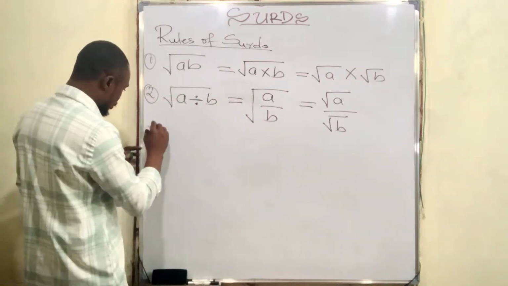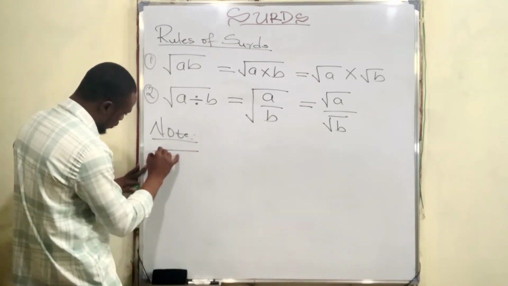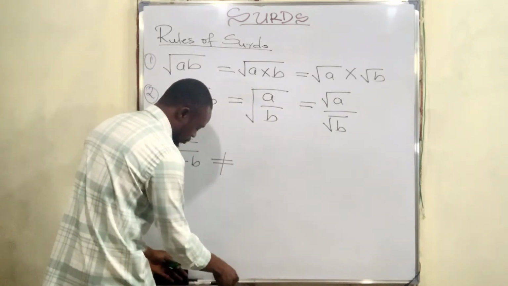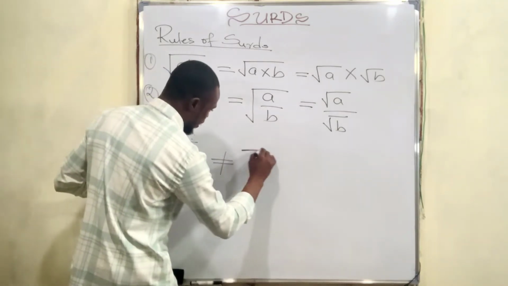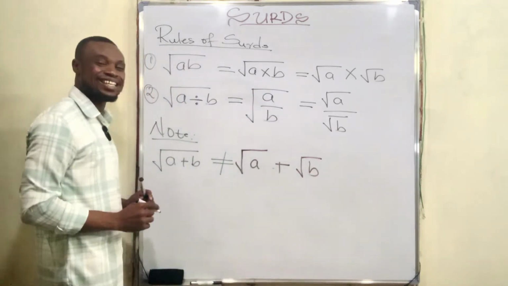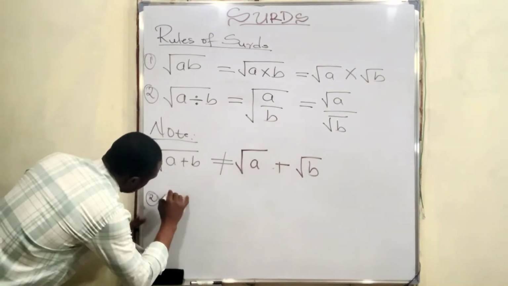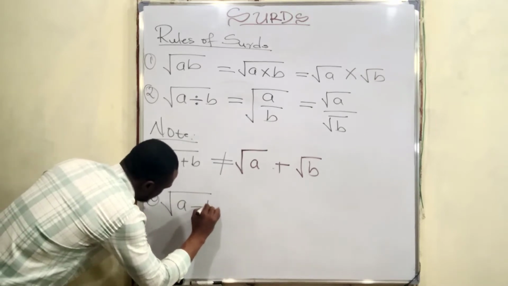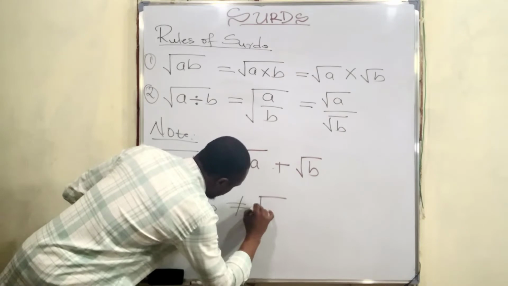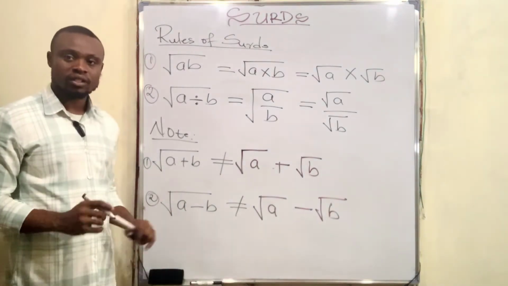I need you to note that the root of A plus B is never equal to the root of A plus the root of B. Also, the root of A minus B is never equal to the root of A individually minus the root of B individually. So there's nothing like this in surds.